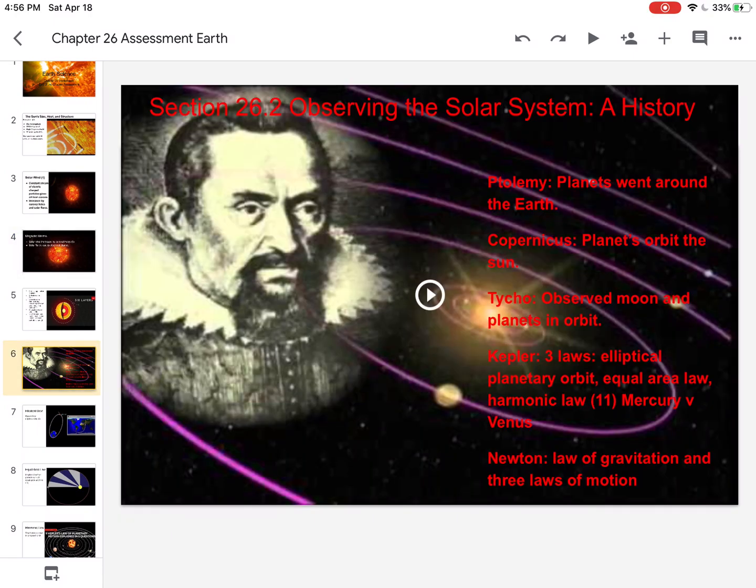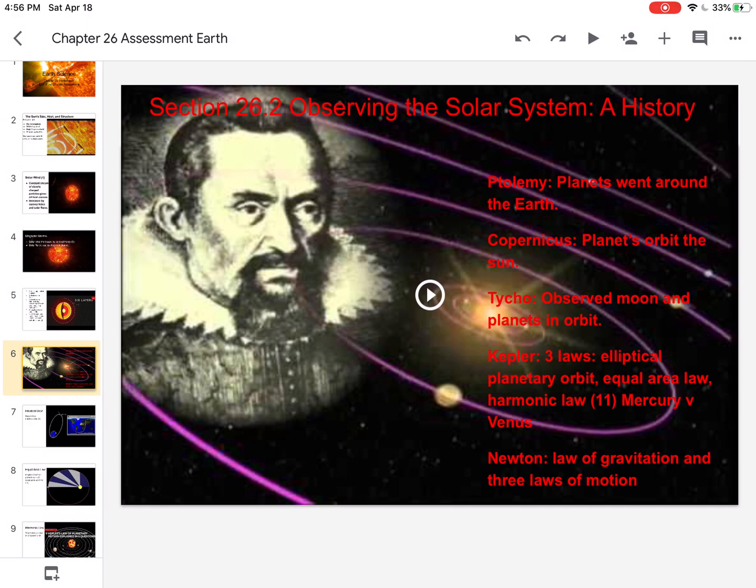Okay, so now we're in section 26.2, observing the solar system, a history. So you should have your 26.2 worksheet. Ptolemy thought that planets went around the Earth. Copernicus believed that planets orbit the sun. Tycho observed the moon and planets in orbit. Kepler had 3 laws: elliptical planetary orbit, equal area law, harmonic law, and Mercury.